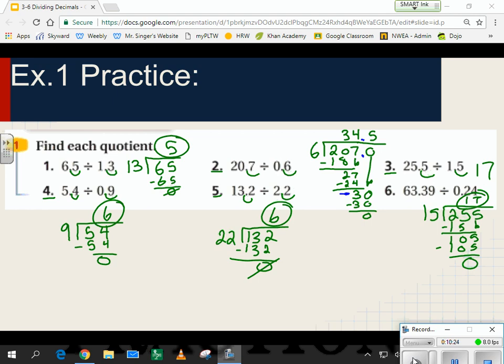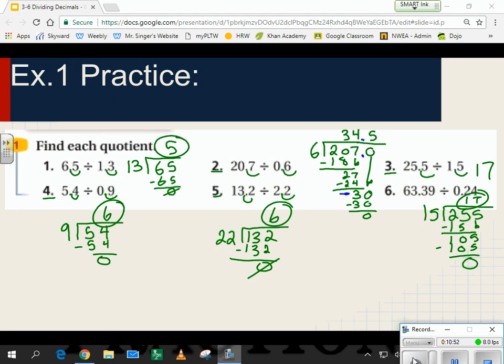For number 3, I got 17 because I moved the decimal point evenly once on both of those. I saw 15 goes into 25 once with a remainder of 10. I brought down the 5, and 15 goes into 105 evenly 7 times, so I got 17. And for number 4, it was even easier. I moved a decimal on both of them once, and I noticed that I actually had 9 and 54, and I knew that 9 times 6 gives me 54, so I knew I'd have a whole number there of 6.